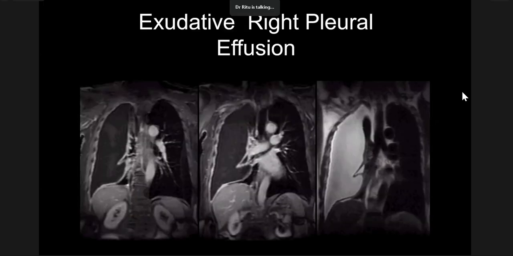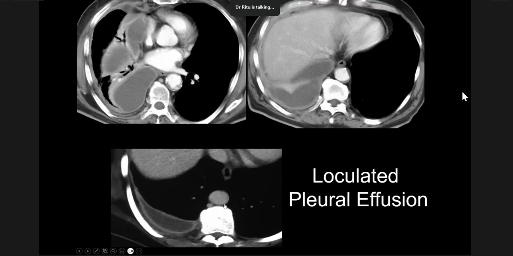These are MR images, T1 post-contrast and T2 weighted images showing you a very large exudative effusion. Sometimes it can be incredibly hard, depending on the timing of the scan, to see contrast enhancement on a CT scan, but on MR, because of the superior contrast to noise ratio, you can actually see the enhancement much more nicely.